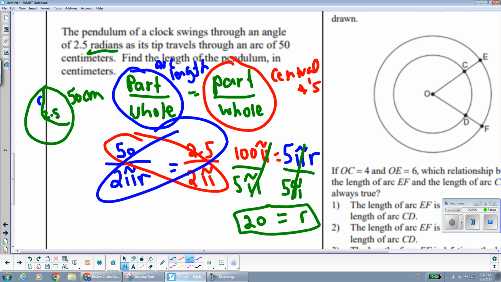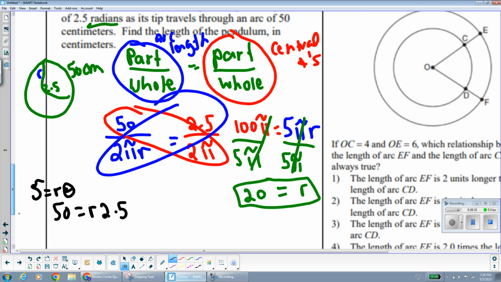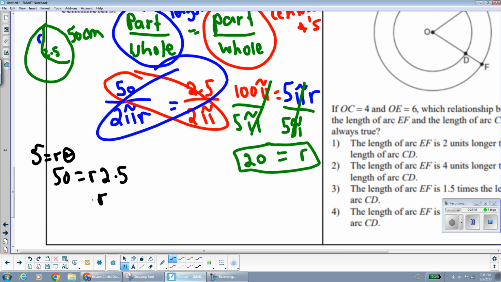Now, since our angle was in radians to begin with, we also have another option. We could have used our arc length formula, s equals r times theta. And remember, this formula can only be used if your central angle is in radians. If it's in degrees, this is not an option. So our arc length was 50. We were looking for our radius, and our central angle was 2.5. So all you would need to do is divide both sides by 2.5, and you get the same thing, that r is equal to 20.